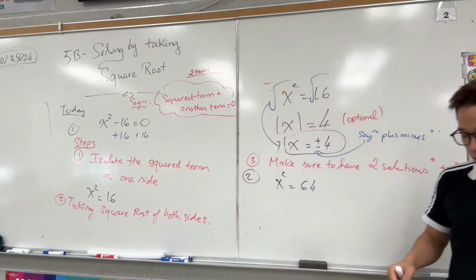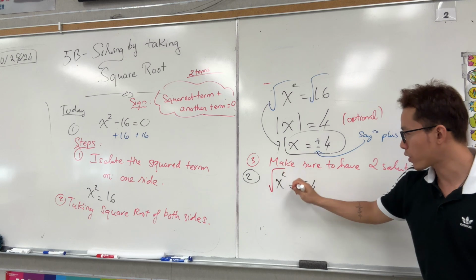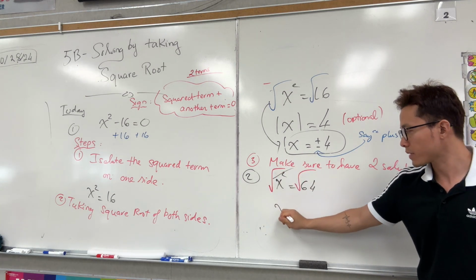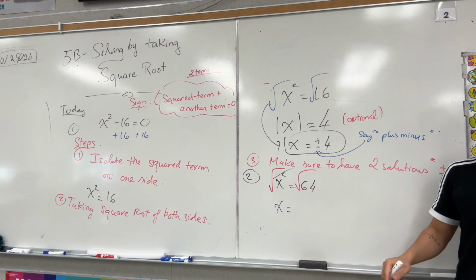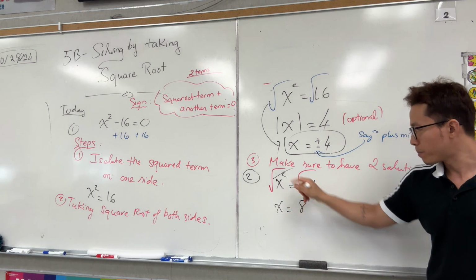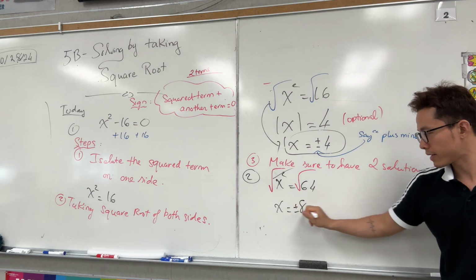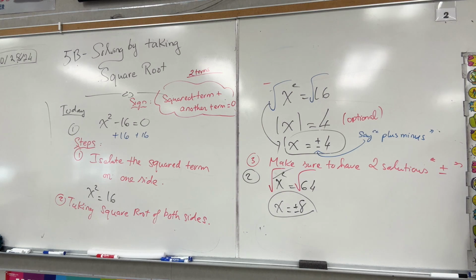Step 2 is taking the square root of both sides. Square root and square cancel out. x equals, what is the square root of 64? 8. Make sure you have two solutions, plus and minus. Plus minus 8. That's the solution. Easy? One line of answer, right?